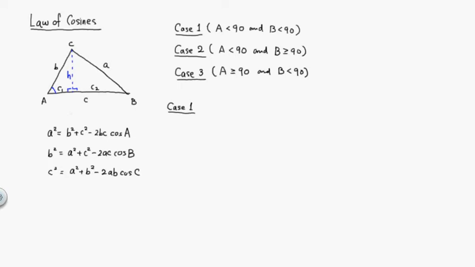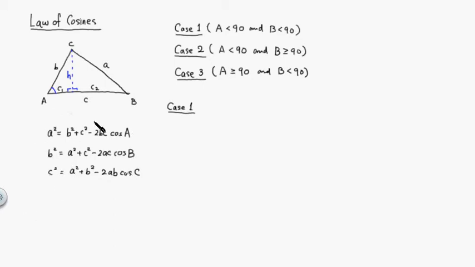All right, let's look at the law of cosines. If you have an arbitrary triangle ABC, then the following equality is true: a squared is equal to b squared plus c squared minus 2bc cosine of A. And a symmetric equality holds for the other angles too.